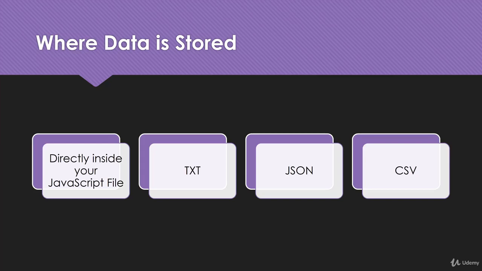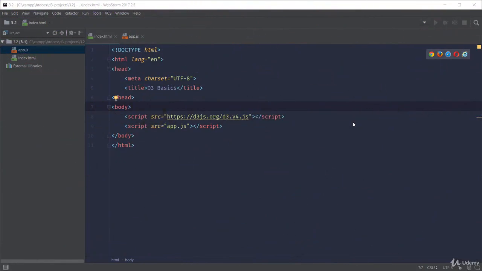D3 is the library that bridges that gap, and it makes it easier for you to combine the data and the visual part together. Right now, let's focus on learning how to make elements appear on the page. Later, we'll learn how to add data into the mix. Right now, I'm inside my editor, and I have both my index.html and app.js files opened up.